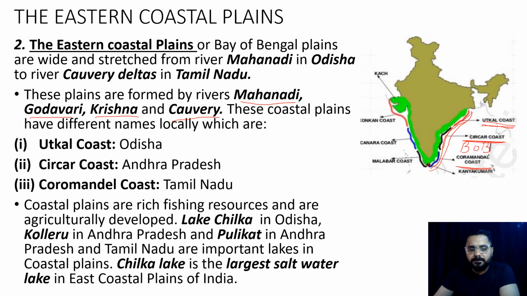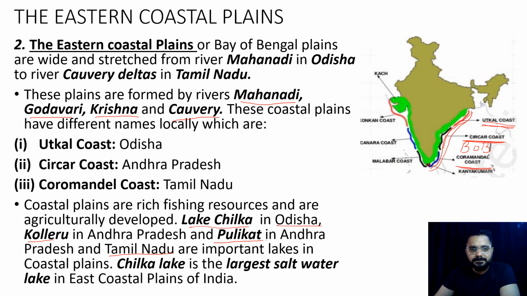Okay, so some of the popular lakes in the eastern coastal plains that we need to remember are Lake Chilka. Lake Chilka is in Odisha, and there are two lakes in Andhra Pradesh: one is Kolleru and the other is Pulicat. Pulicat is also in Tamil Nadu and Andhra Pradesh. So these are the two important lakes that are worth mentioning in the northern Sirkar coast.